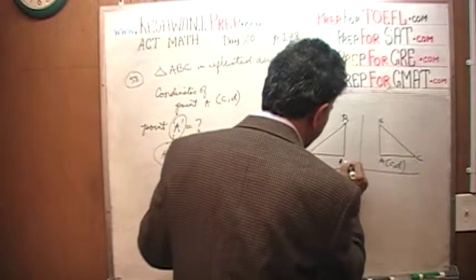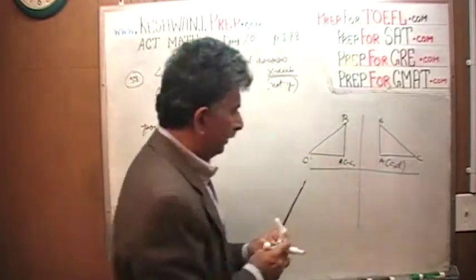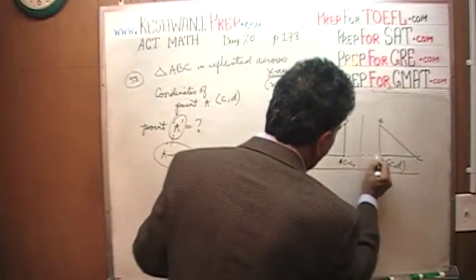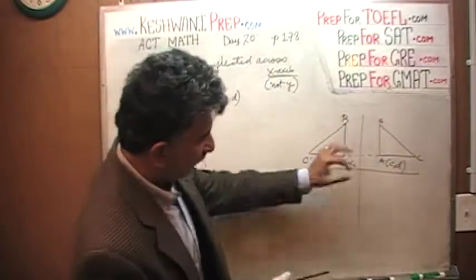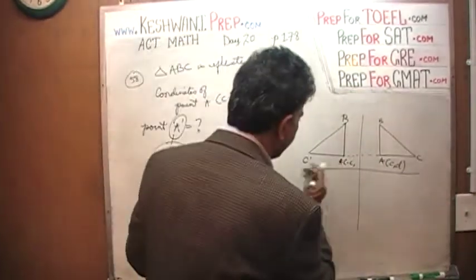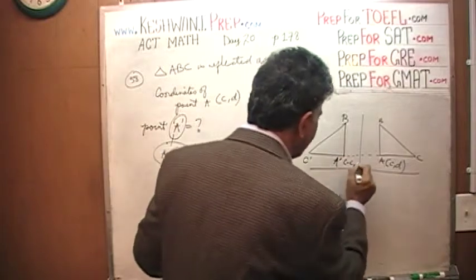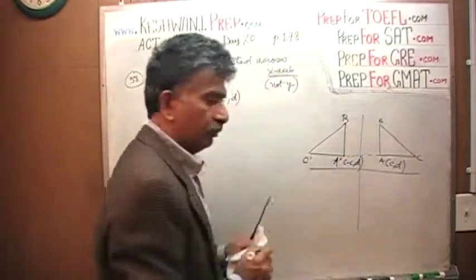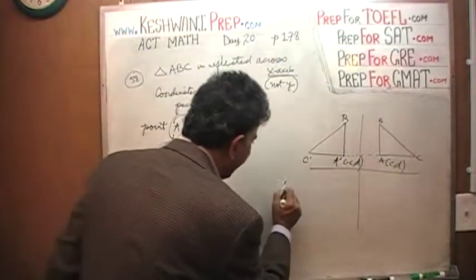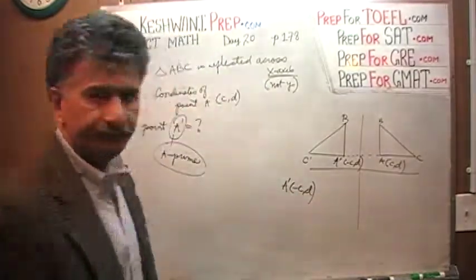So the x-coordinate, if this is C, this is going to be negative C. But the y distance is the same for both point A and point A prime. This is point A prime. So the y distance is the same. So it looks like A prime has the coordinates of negative C and D.